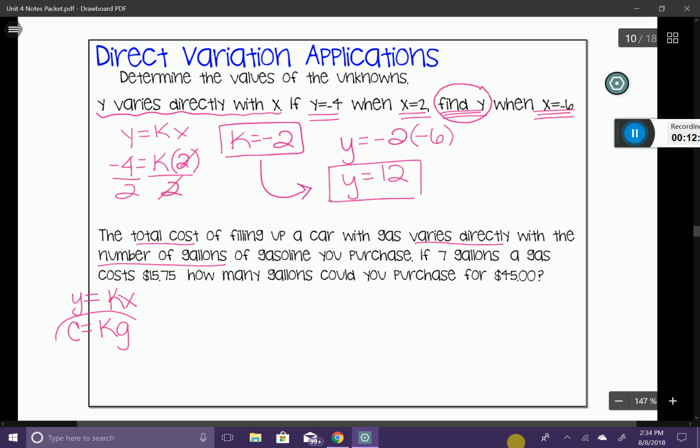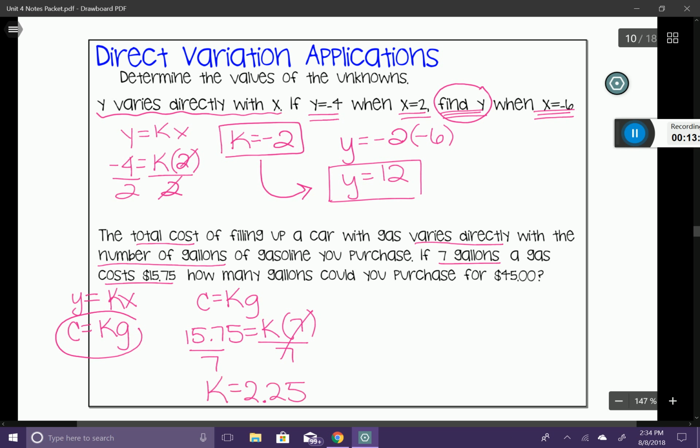Now I'm going to go ahead and use that equation and substitute my first set of given information. So C equals kg. I'm given that 7 gallons of gas costs $15.75. So I'm going to say $15.75 equals K times 7. And you can see what we're going to do here. We're going to go ahead and divide both sides by 7. Feel free to use your calculator to calculate this. But my K is going to be 2.25. Okay. Now, that's not my answer because I do need to answer the question.